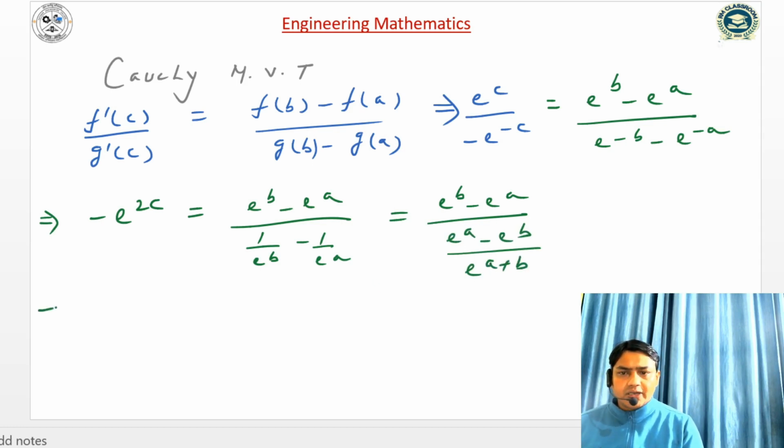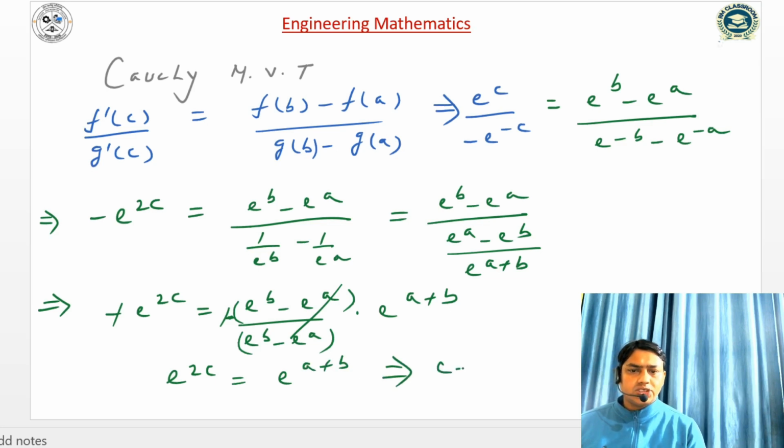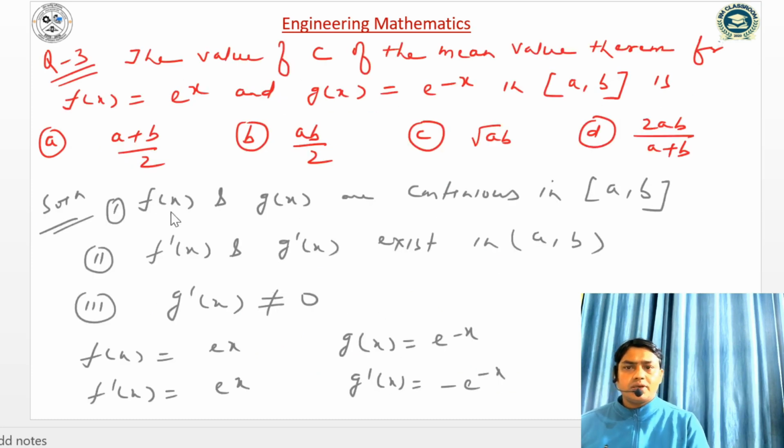So here we can write minus e to the power 2c is equal to e to the power b minus e to the power a. If I take minus common, so here e to the power b minus e to the power a into e to the power a plus b. So this will cancel, minus minus cancel. So e to the power 2c is equal to e to the power a plus b. So here we can write c is equal to (a plus b) by 2. So if I see the option, it will be (a plus b) by 2. So the value of c is (a plus b) by 2.